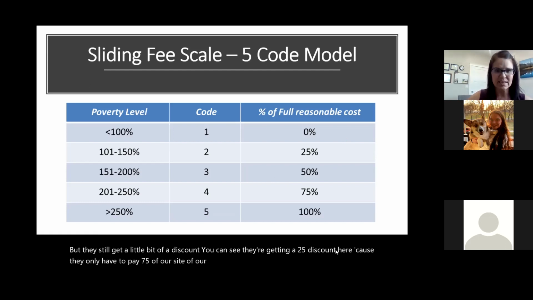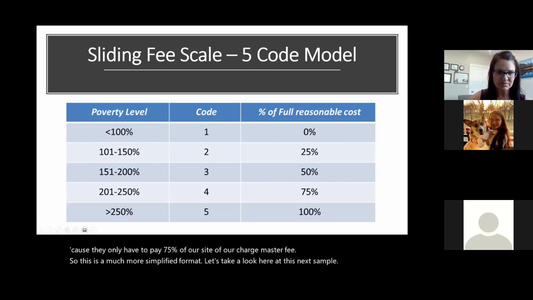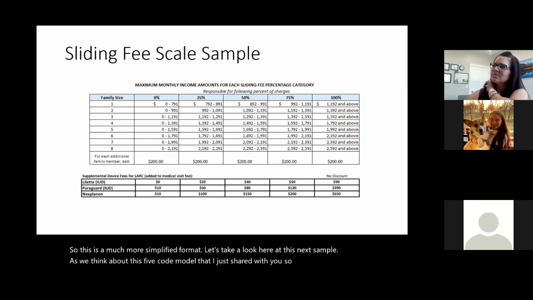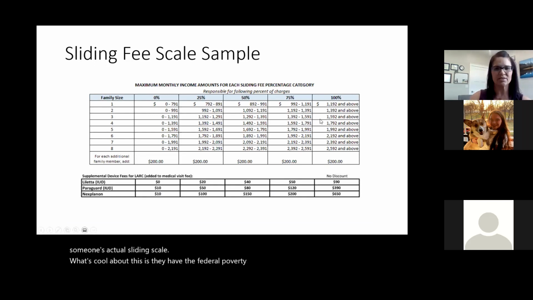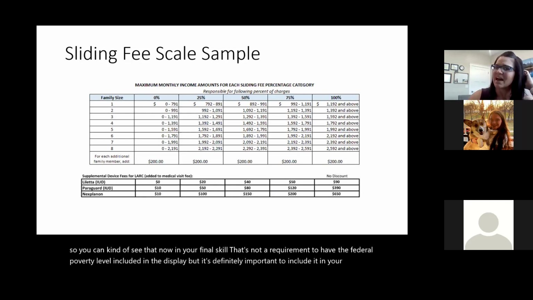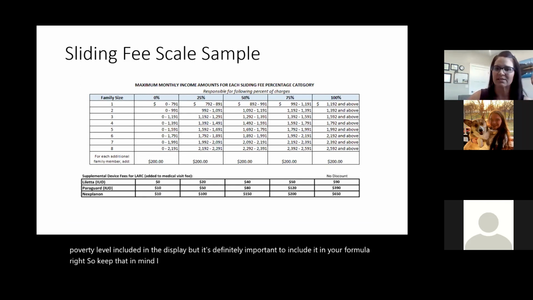Let's take a look at this next sample as we think about this 5-code model that I just shared with you. Here we can see someone's actual sliding scale. What's cool about this is they have the federal poverty guidelines right here in their display. Now in your final scale, it's not a requirement to have the federal poverty level included in the display, but it's definitely important to include it in your formula, right? So keep that in mind. I think that comment will make more sense on the next slide.